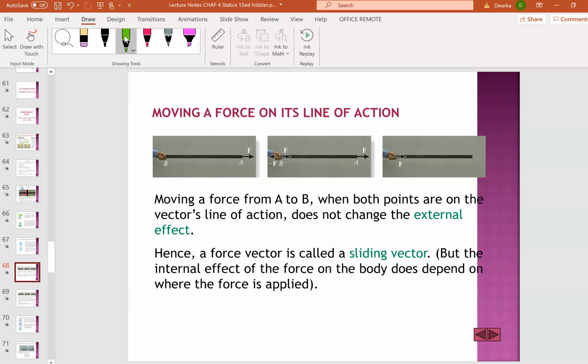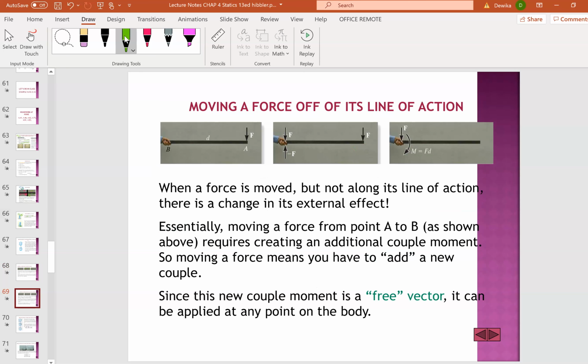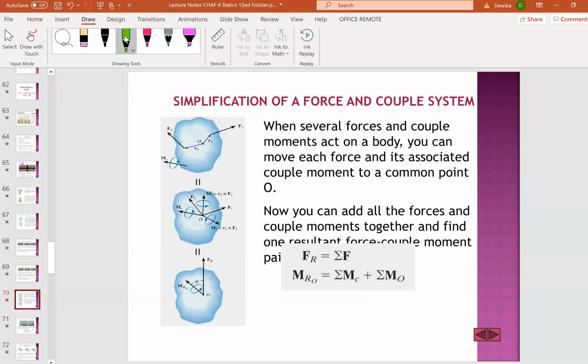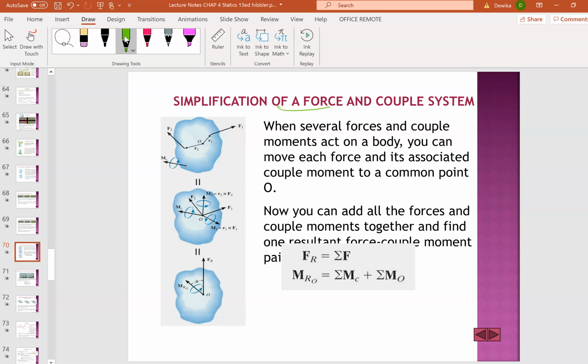Okay, so if you see, this is what I've explained earlier. They say that from up here you can just shift it to the back here. Simple. Whereas when it's perpendicular, when you shift, you will be generating a moment. Okay, so that is the difference. So, simplification of a force and a couple system.